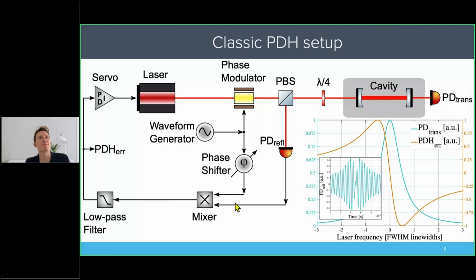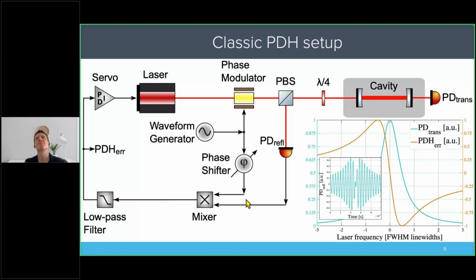But that's what happens. Then the output of the mixer goes through a low-pass filter, and that is your Pound-Drever-Hall error signal at this point in the loop. We can then use a servo to feed back to the laser and steer and hold the laser on resonance with the stable cavity.